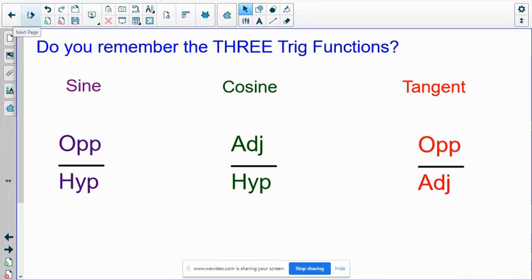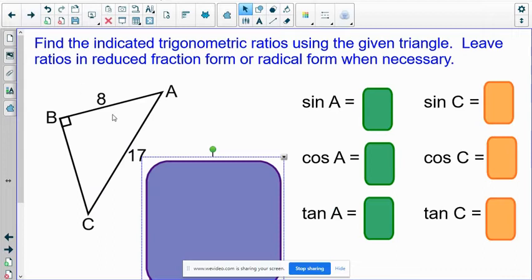Okay, so let's get into a triangle. We're going to give you a triangle, and notice we have A, B, and C labeled for you, and it can be in any order. The first thing I want you to realize is you are missing a side. You're missing this side here.